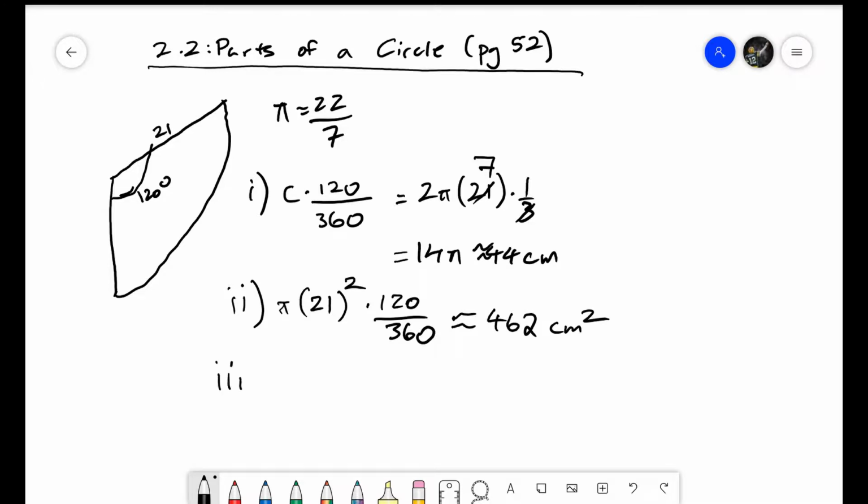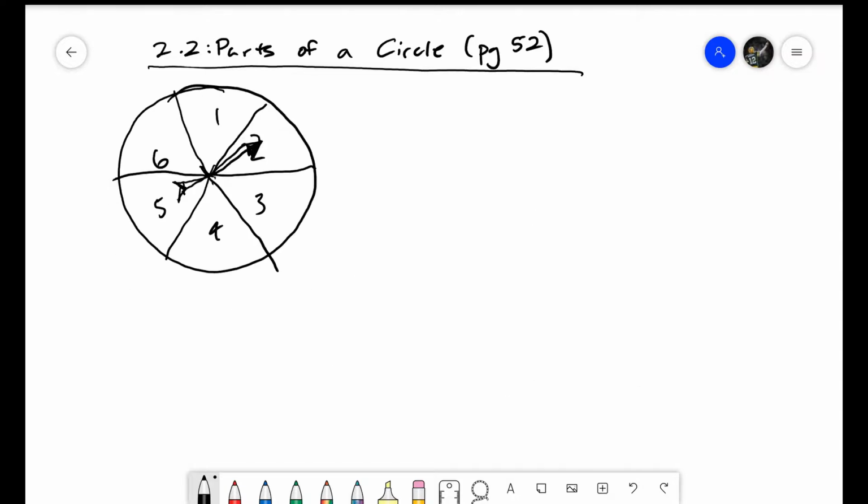Final problem is finding the perimeter of the sector, and that is equal to the arc length plus 2 times the radius. So that's equal to 44 plus 2 times 21, which is 44 plus 42, and that equals 86 centimeters.